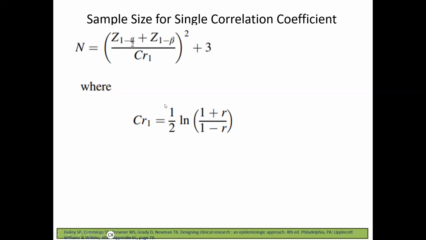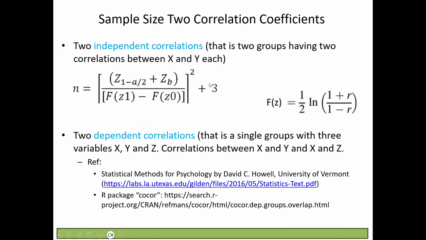In the denominator, we have the Fisher's transformation, and this is for a single correlation. So it is a single R here, and we incorporate both the confidence and power here. This is the formula for two correlation coefficients.